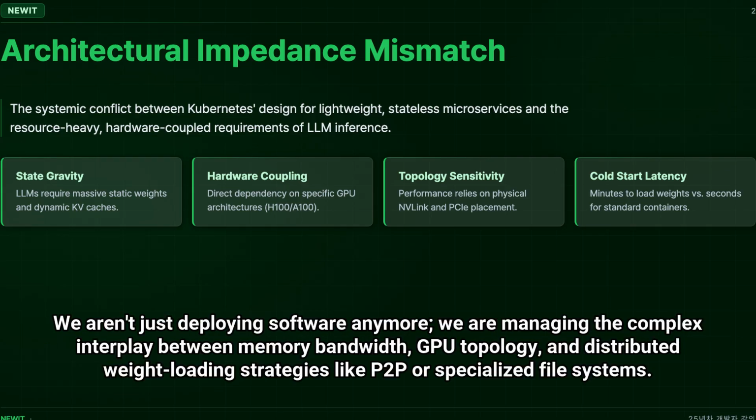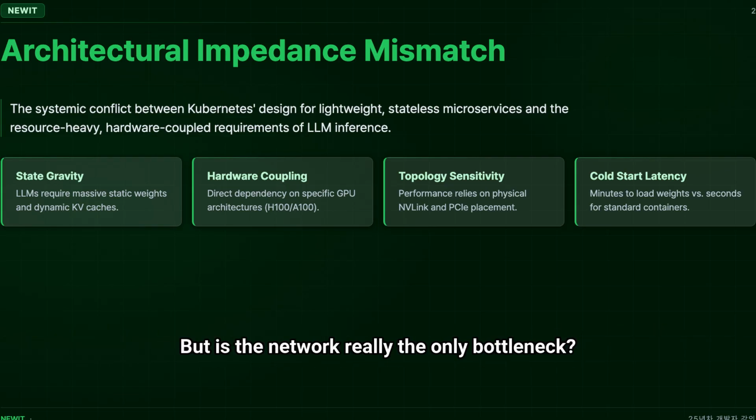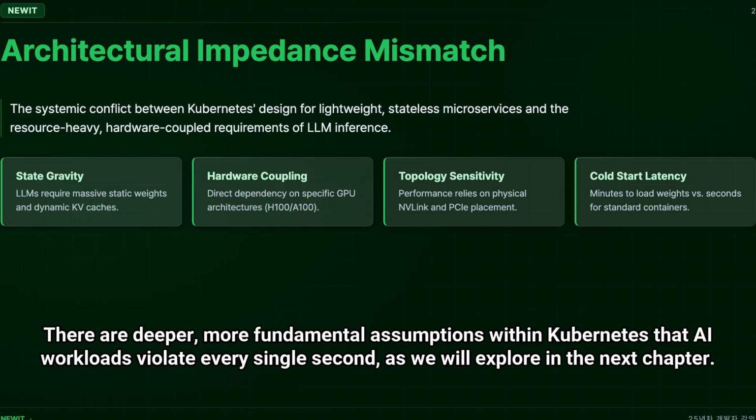We are managing the complex interplay between memory bandwidth, GPU topology, and distributed weight loading strategies like P2P or specialized file systems. If you don't re-engineer your platform to account for this hardware coupling, your AI-ready cluster will remain a house of cards. But is the network really the only bottleneck? There are deeper, more fundamental assumptions within Kubernetes that AI workloads violate every single second, as we will explore in the next chapter.